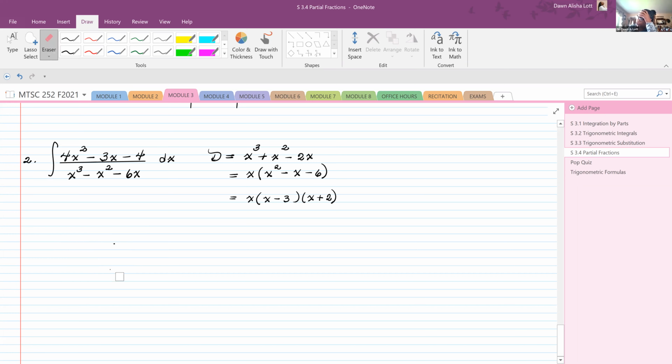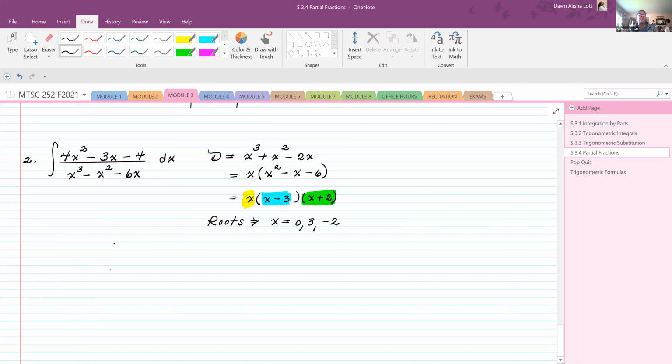Okay, so now we have factored it. All right, so now we know our 3 different linear factors. Our 3 different linear factors are going to be x, x minus 3, and x plus 2. And we also need the roots of the denominator. So what are the roots? x is equal to 0, 3, and negative 2. So we have our roots.